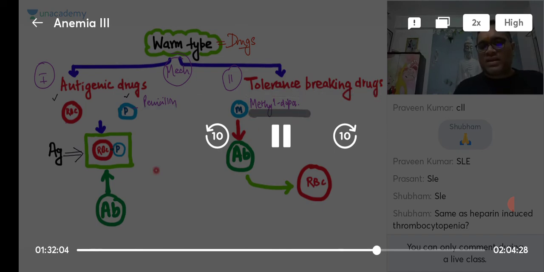What is happening here? Can you see this? They are both having different things. Here RBC and penicillin, when they get attached, then they become antigen. But here it is not like that. Methyldopa is directly inducing the antibody. They are directly inducing antibody in the serum, which will destroy this RBC.